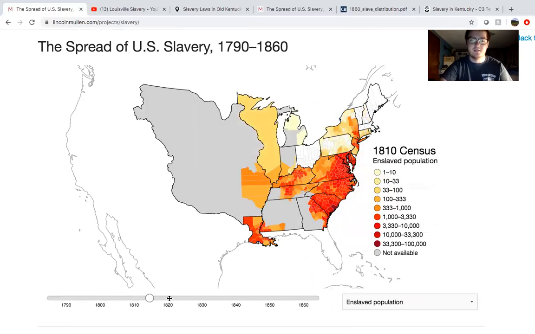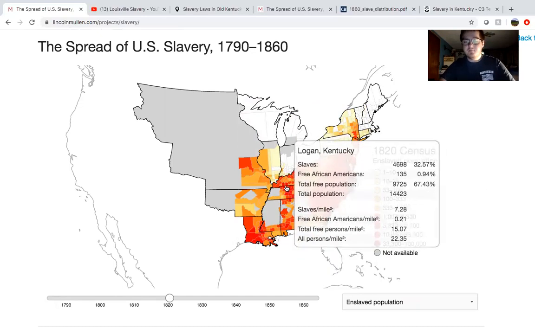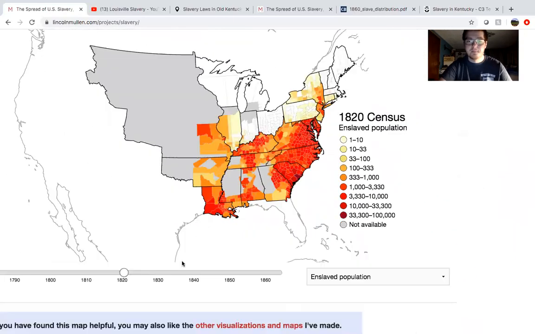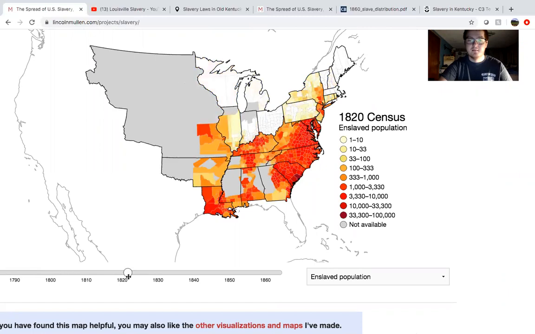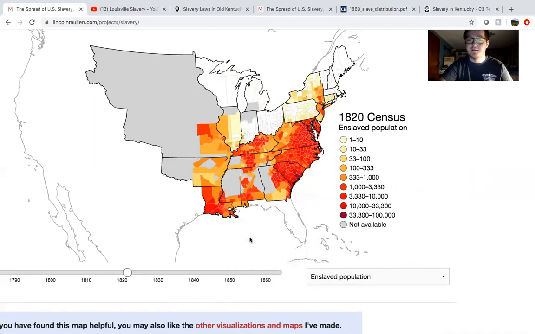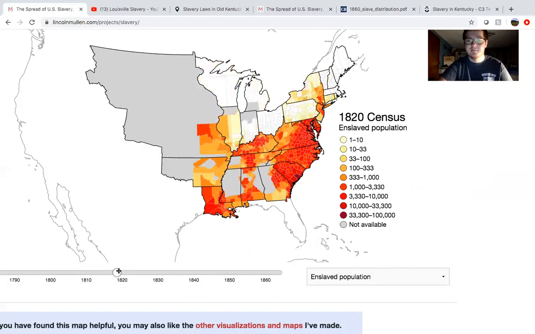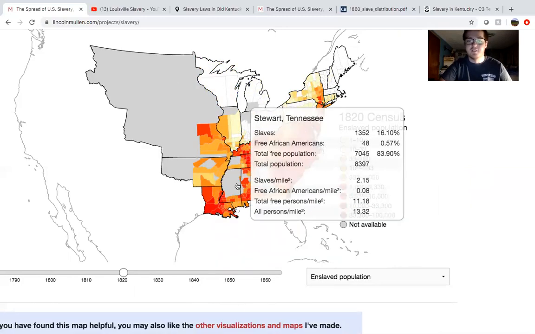Let's jump to 1820. We have more states, especially in Kentucky. Look at the growth in Kentucky. Let's go from 1790 to 1820. We're spreading way out west, even in Louisiana, a state that wasn't even there yet in 1800. Now we're seeing the slaves spread inward towards the middle of the country.